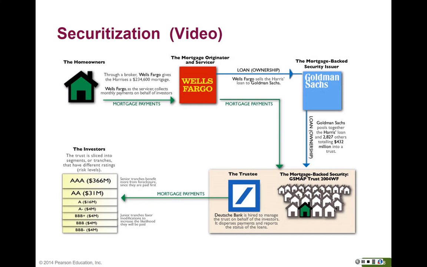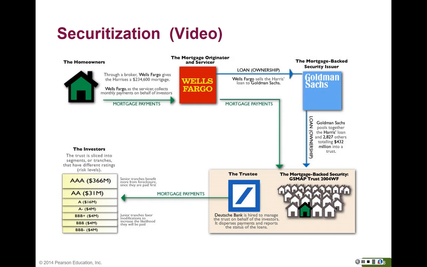So who is going to buy the securities? The investors. Investors all around the world may buy the securities issued by Goldman Sachs. When the investors buy the securities, they give the money to Goldman Sachs. And then Goldman Sachs uses this money to pay Wells Fargo.